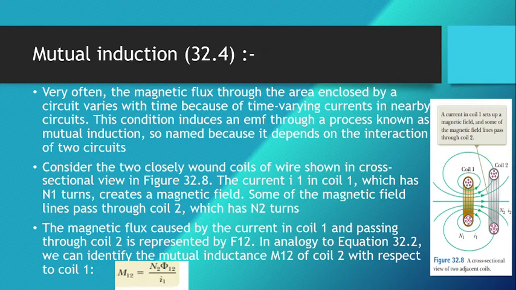The distance between the coils: as we increase the distance between the two coils, the sensitivity or the link between the two coils will decrease, so it's inversely proportional to the distance. Also, the number of turns of the coils. The number of turns of both of the coils is directly proportional to M.